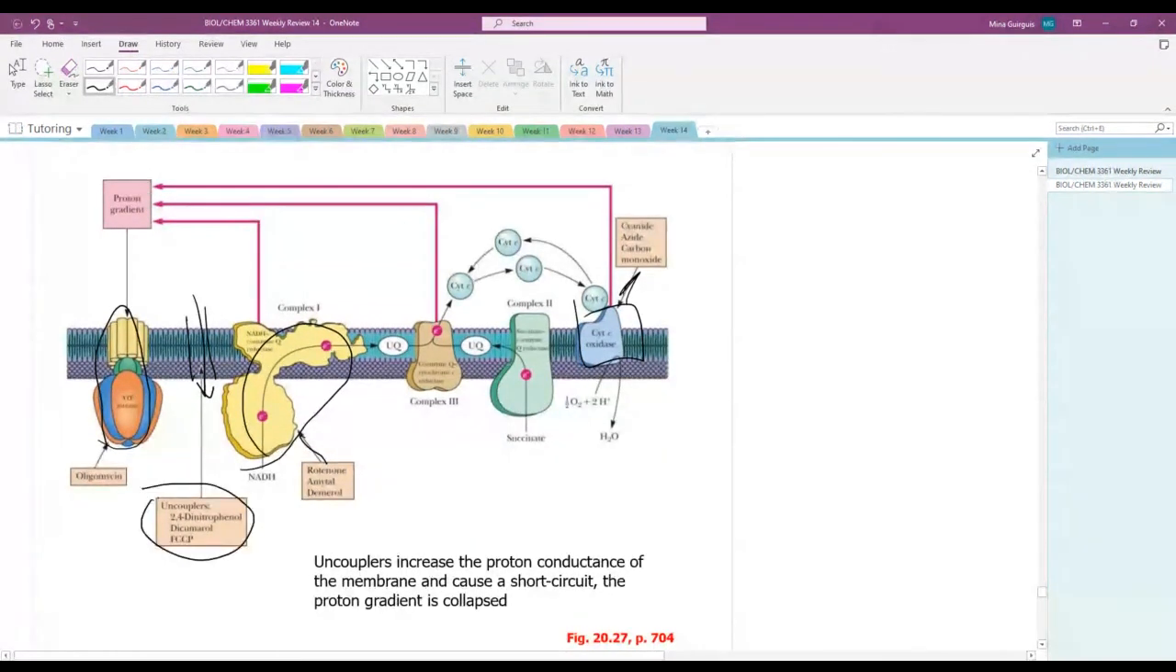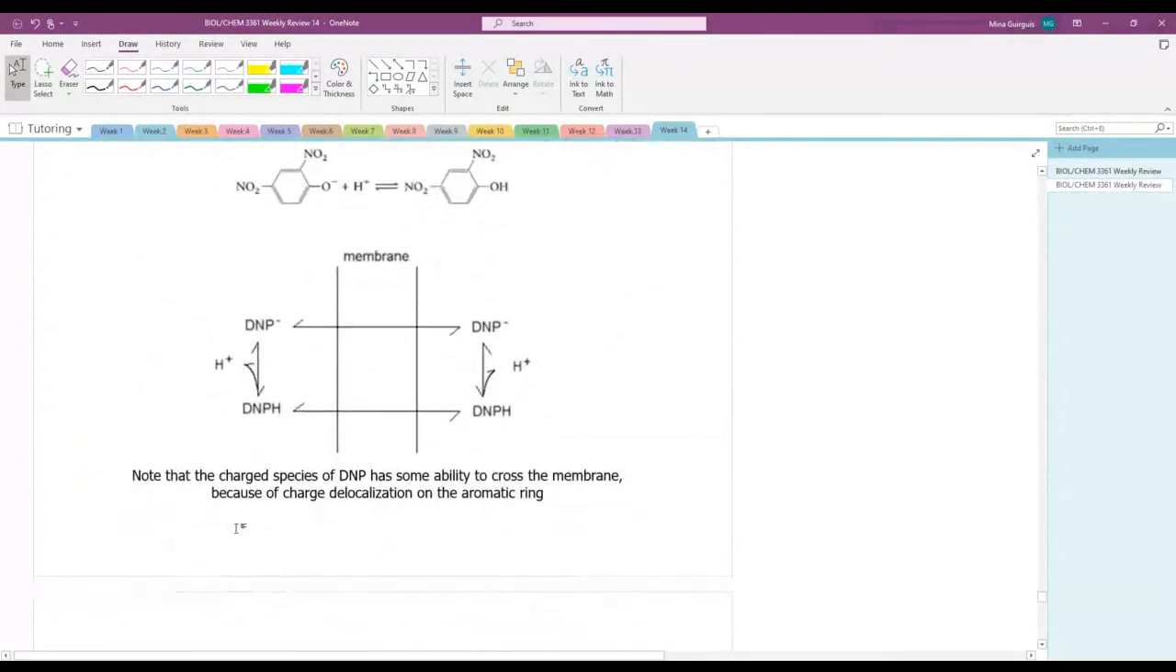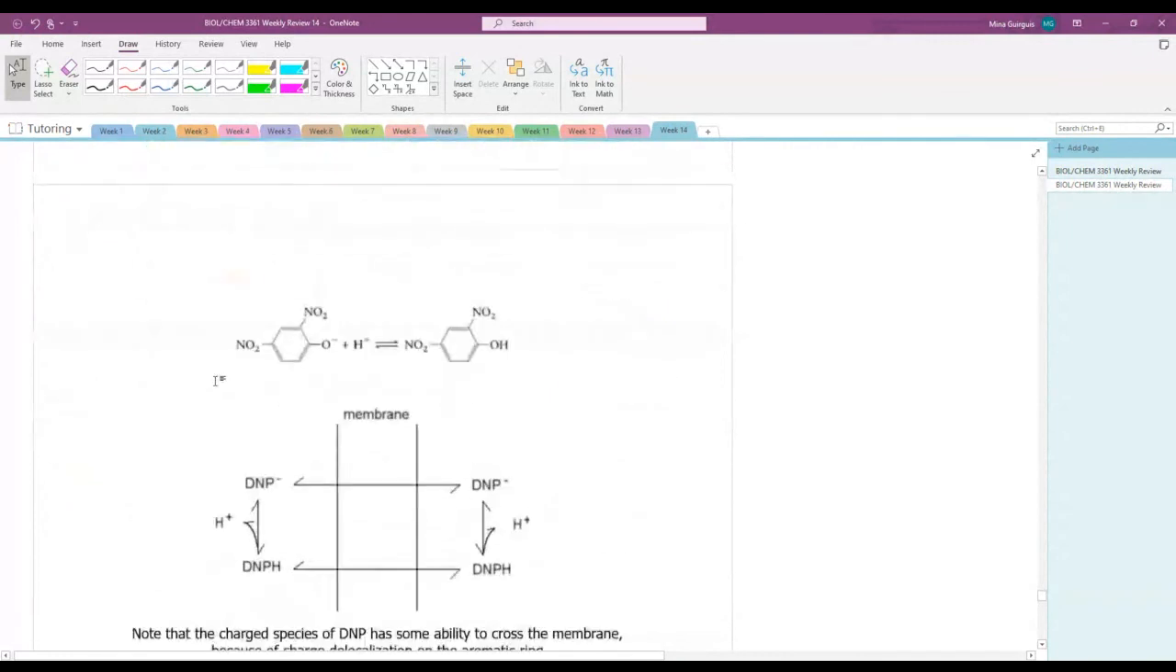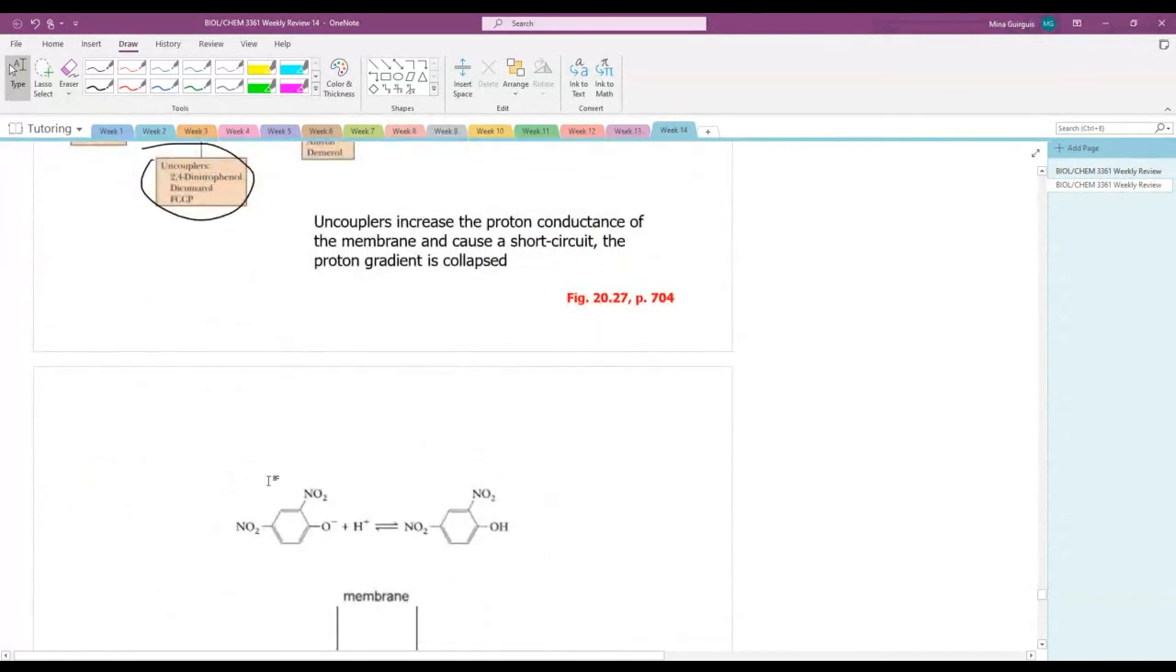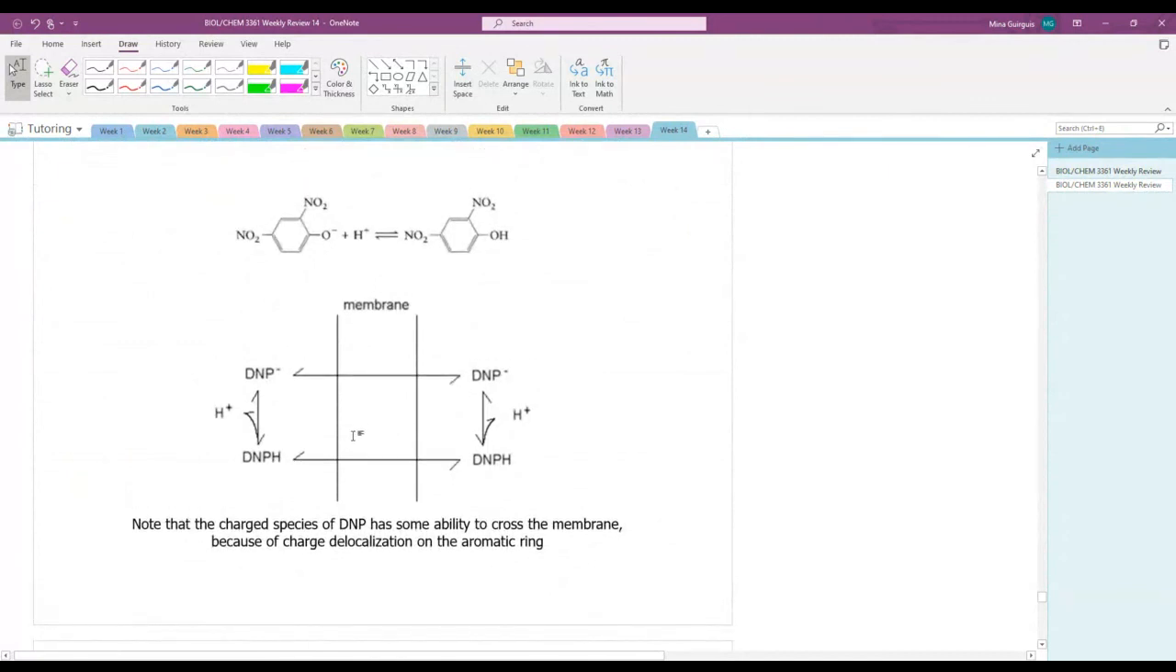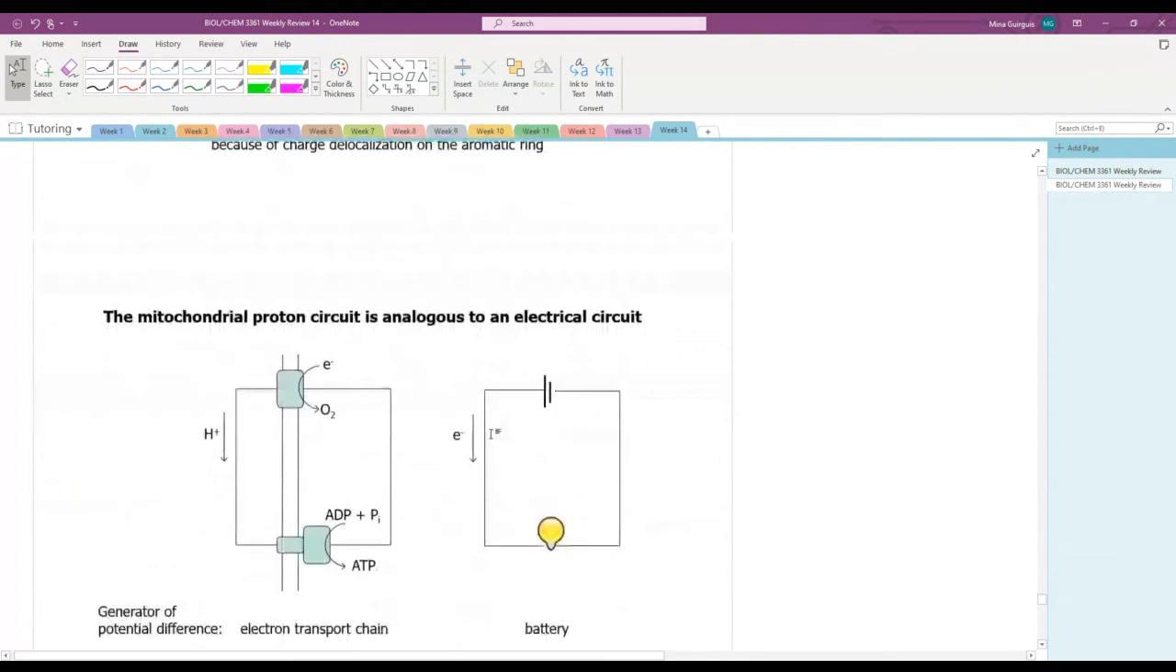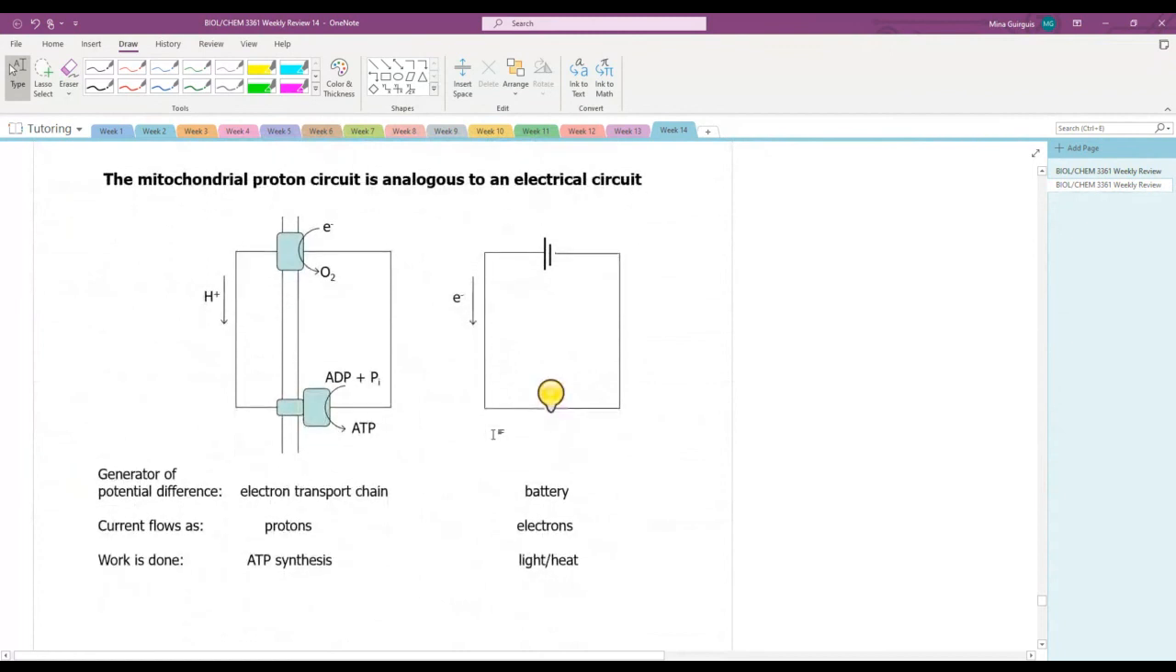So these three are uncouplers that will just send everything straight through. Here's a great example. DNP is dinitrophenol. Just want to make sure that I emphasize that. The charged species of DNP can cross the membrane because of the charge delocalization, which makes it semi-hydrophobic. I don't want to call it hydrophobic, it's not, but the membrane sees it as being kind of hydrophobic because it's not very charged because of all this resonance that can occur. And then it can take on a proton and leave, and that's why it's uncoupling.